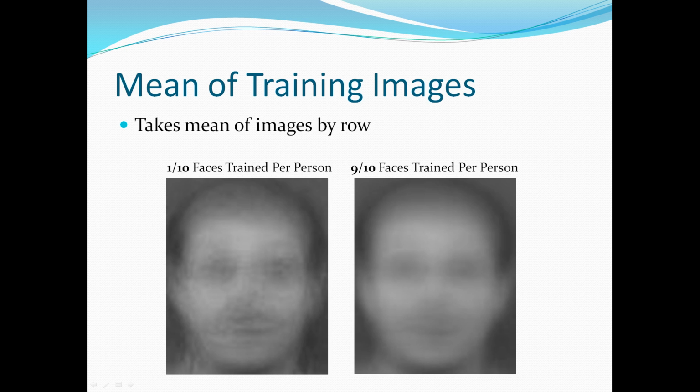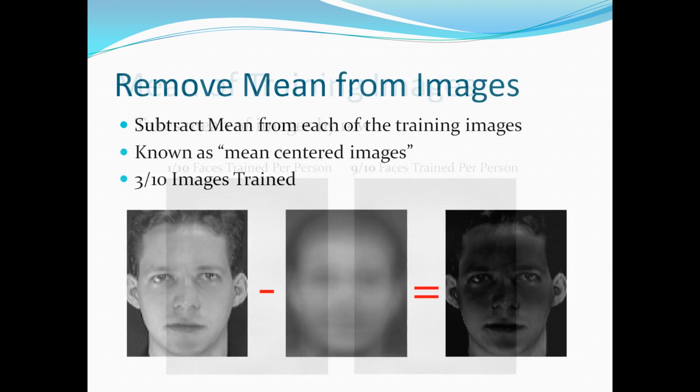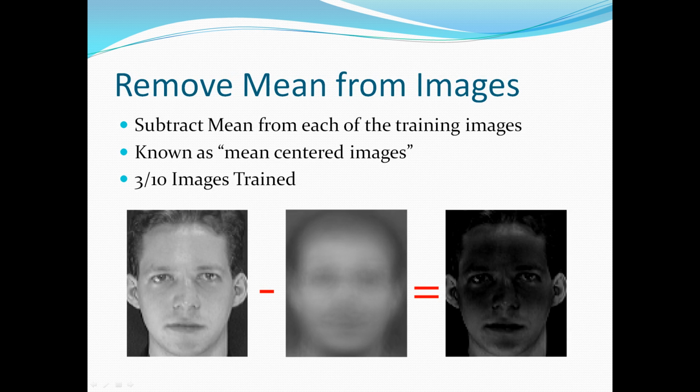It may be difficult to tell from the 2 images on the slide, but there is a noticeable difference between the quality or smoothness of the mean face when using 1 image trained per person versus using 9 images trained per person. I will prove that the better this average face is, the better the end results will be.